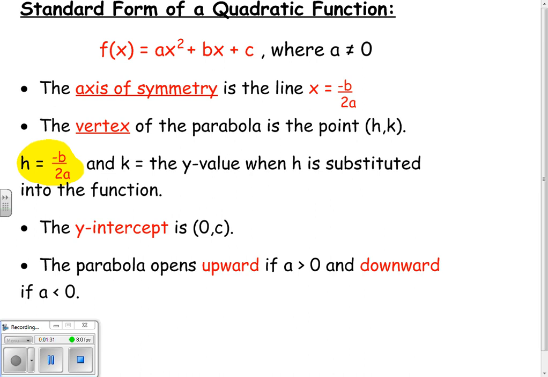Also new for today is this concept right here. The y-intercept is 0, c. So instead of picking a value close to home to graph and using the axis of symmetry, like we did in the last lesson, we're going to use the y-intercept because that value is going to be readily available to us. And then the last bullet talks about whether it opens upward or downward. Positives open up and negatives open down.